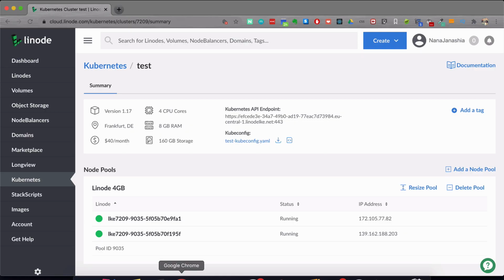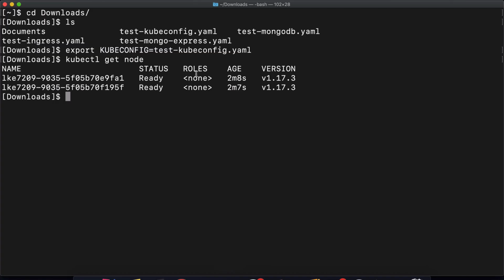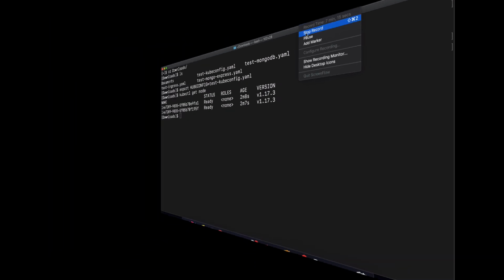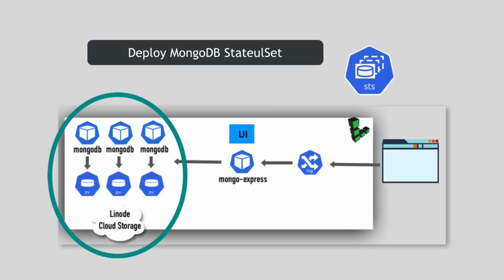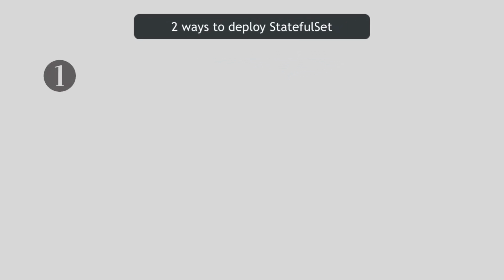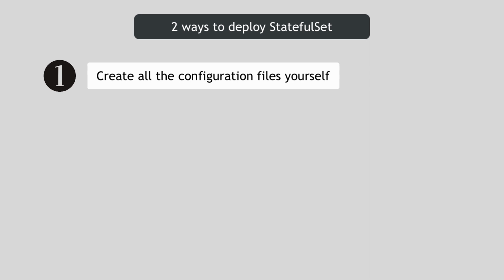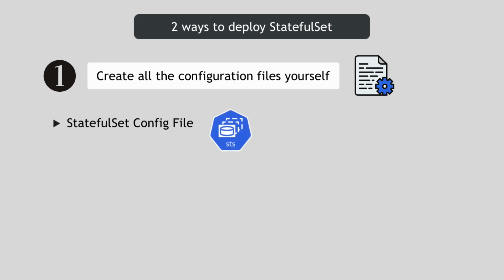So we've created a Kubernetes cluster, and we are now connected to it. Now, the second step that we're gonna do is deploy a MongoDB StatefulSet in the cluster. So there are two ways to do that. The first one is we can create all the config files necessary to deploy our MongoDB StatefulSet. This will be the StatefulSet config file itself. This will be the two services that we need and maybe some configuration as well.